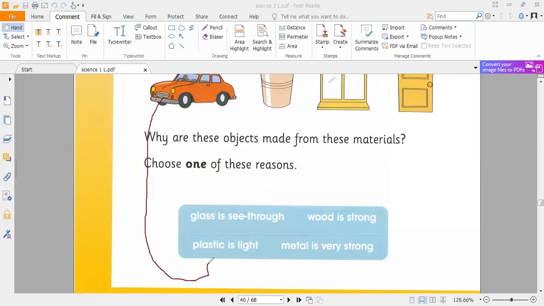Metal is very strong. That is why the car is made of metal. Glass.